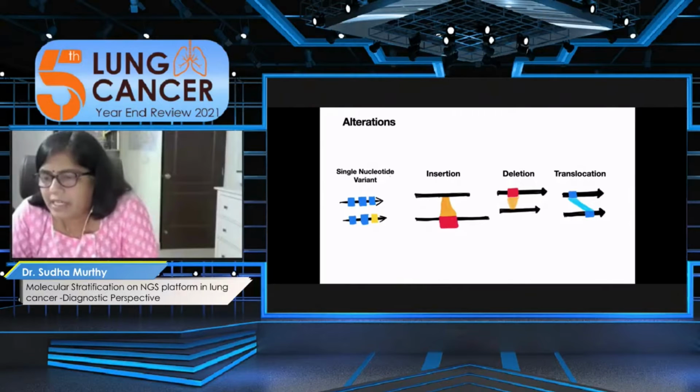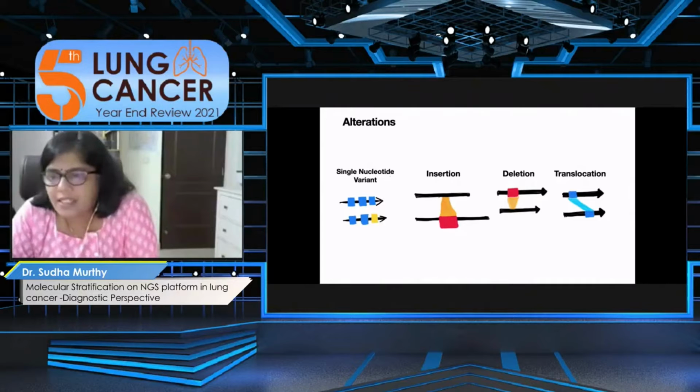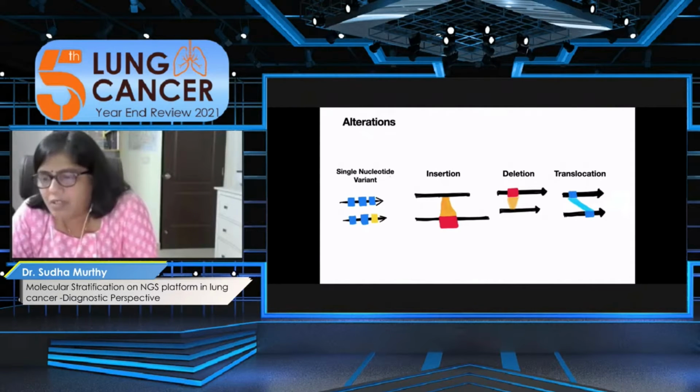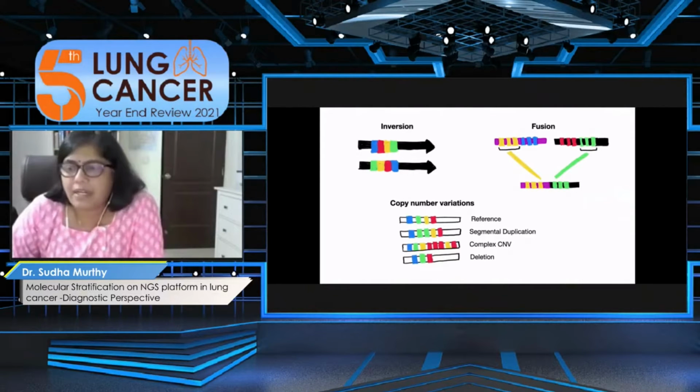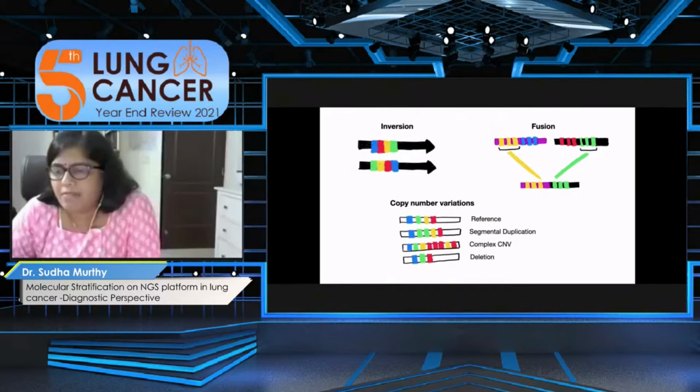The single nucleotide variants are variations in a single nucleotide. Insertions are when a single nucleotide is inserted into the DNA, which makes it longer. Deletion is when a single nucleotide is deleted. Translocation is when a piece of chromosome is swapped with another chromosome. Inversion is a sequence change compared to a reference sequence where more than one nucleotide is affected.